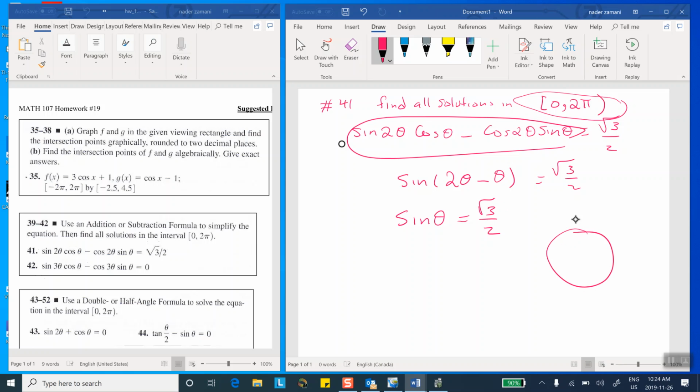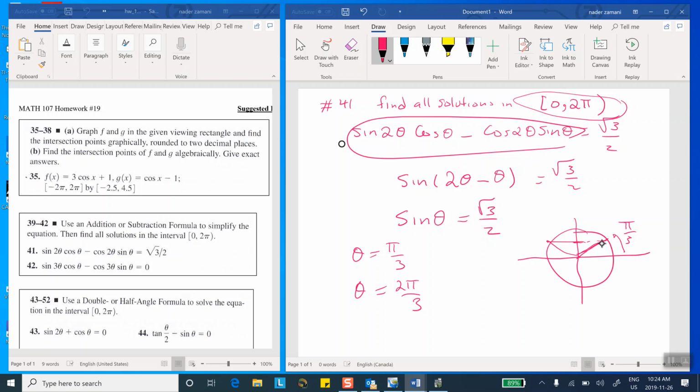Let me draw the trig circle for you right there. Sine of theta equal to root 3 over 2 is about somewhere here. Obviously the first angle that we find is going to be pi over 3. So theta equal to pi over 3 definitely is in the interval that we want. But there's another one on this side, which is 2 pi over 3.